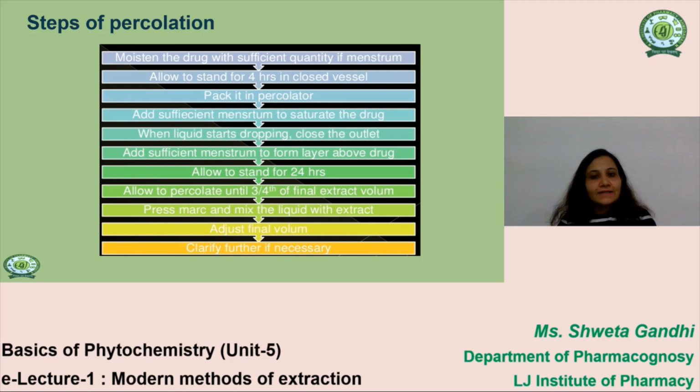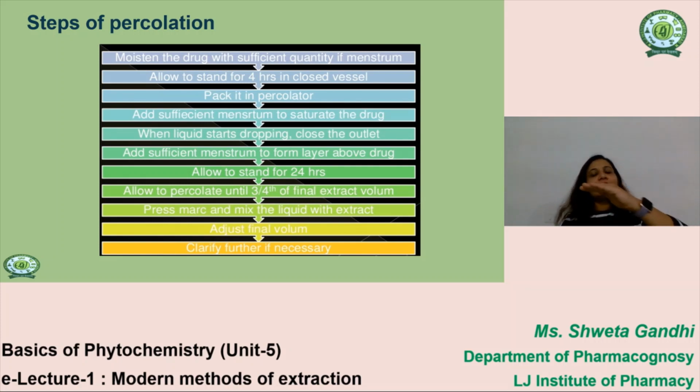Now we will pack it and close the knob of the percolator. Then after some time we again add sufficient menstruum to saturate the drug. You know, whenever we do TLC, we saturate the chamber. The same way we will saturate the drug. When liquid starts dropping, then close the outlet. Add sufficient menstruum to form a layer above the drug.